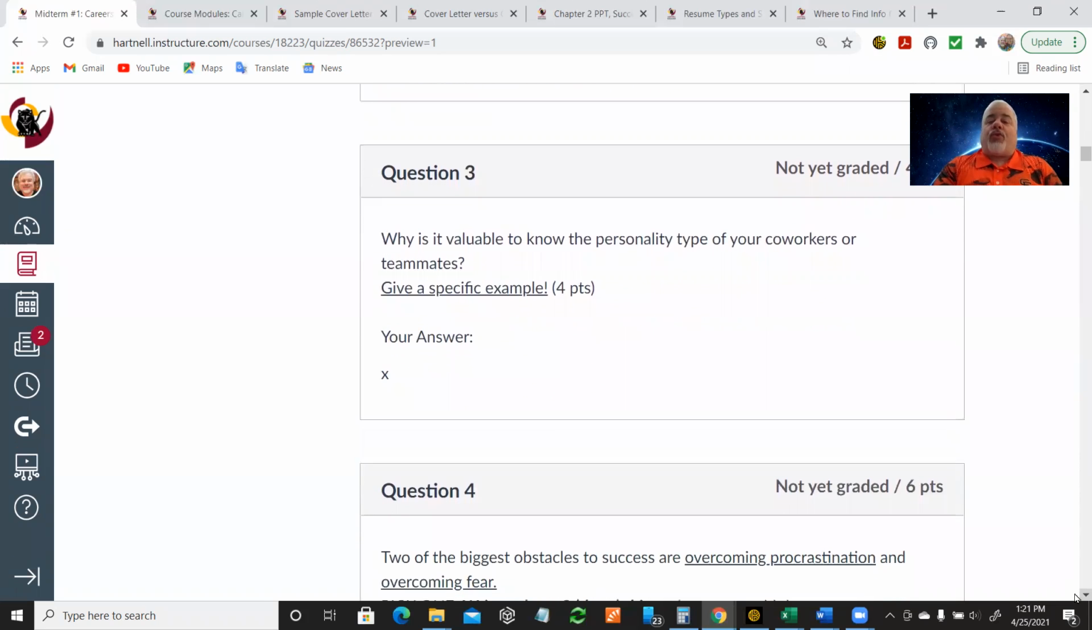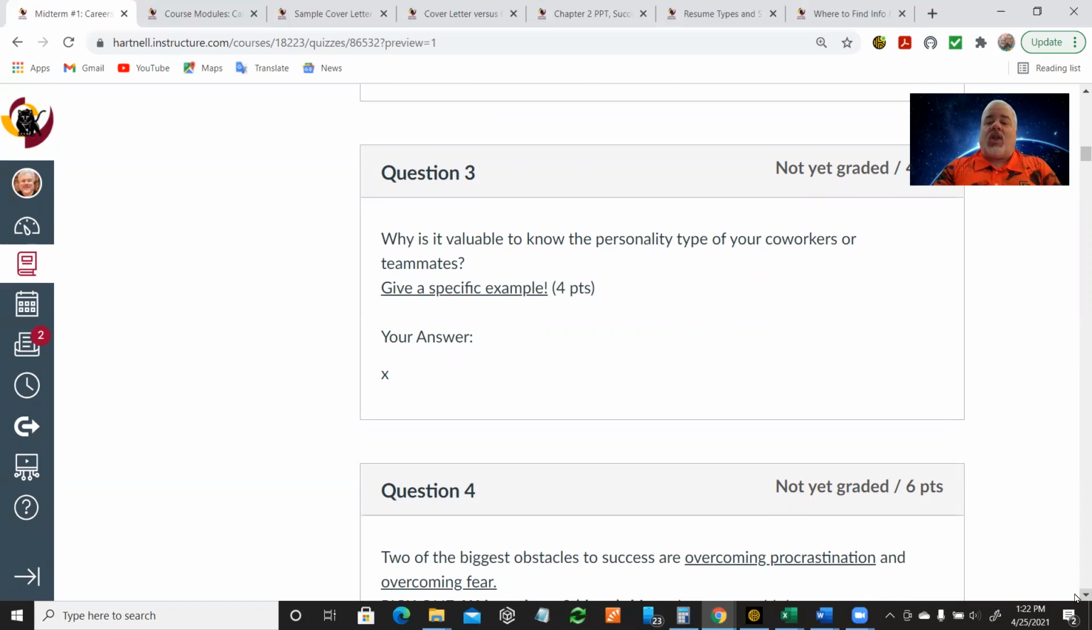More of you got number three wrong. Why is it valuable to know the personality type of your coworkers? And if you listened to my lecture on this, I was very specific. This is not about getting along.